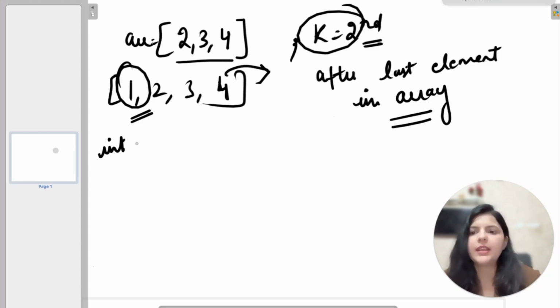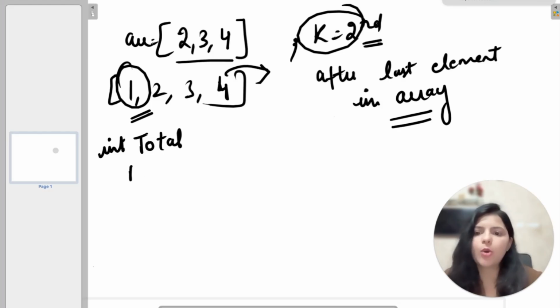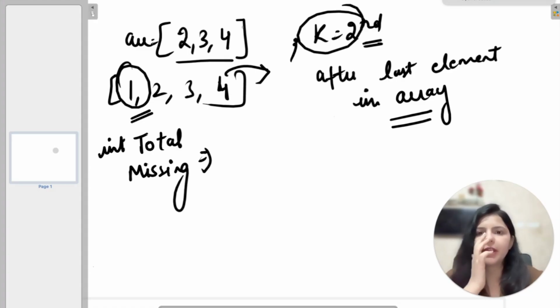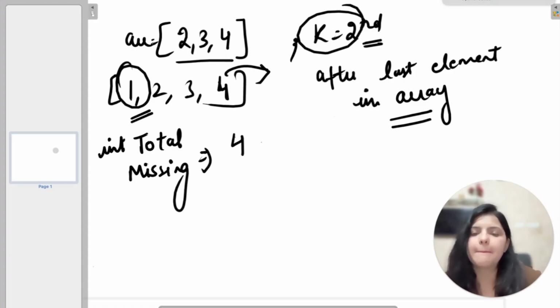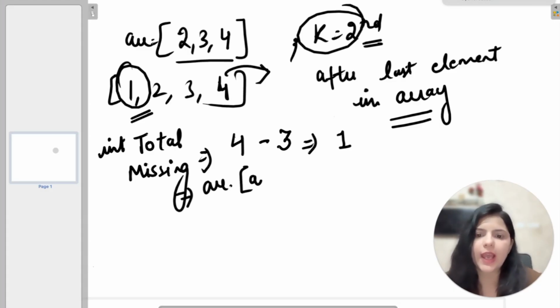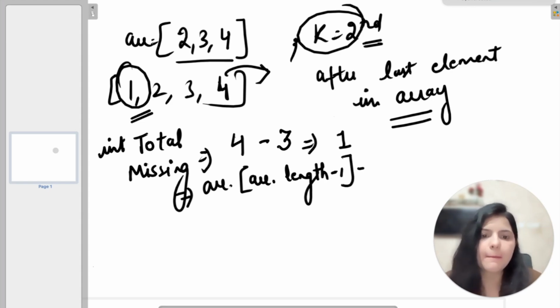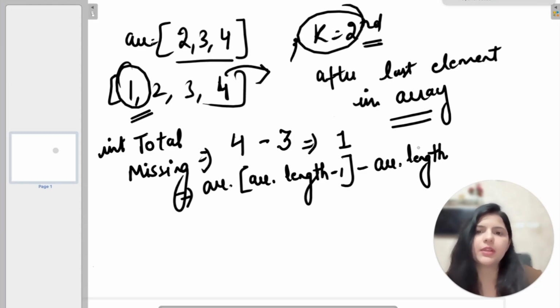In that case, firstly you will find how many total missing numbers are there. How will you find that? Your last number minus the length of the array, right? Length of the array means the expected number. So 4 minus 3, that is 1. So what will be your formula to find the total missing numbers? Last element, which is array at array dot length minus 1, minus array dot length, because array dot length is the number which we are expecting here, right? 4 minus 3 is 1.